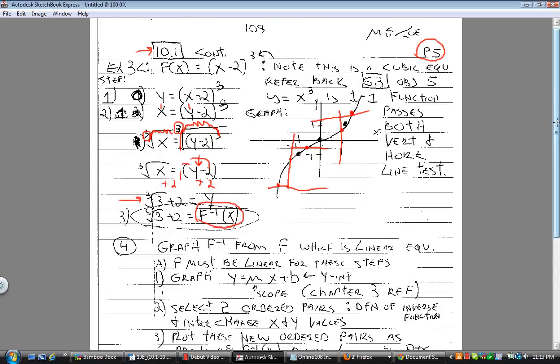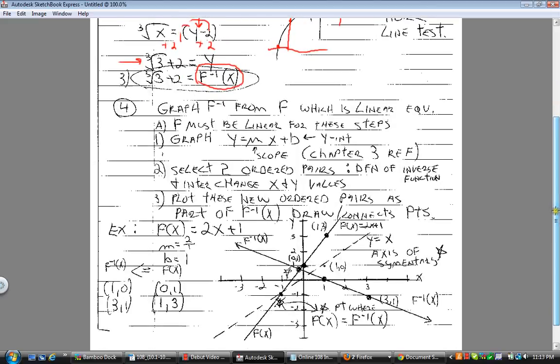And now, objective number 4, we're going to get into graphing, and we are going to work with linear equations here. The challenge is to graph the f raised to the negative 1, or f inverse function, from f, which is a linear equation. So our first step here is to say the function f must be linear for these steps to work. Number 1, graph the linear equation of the function.